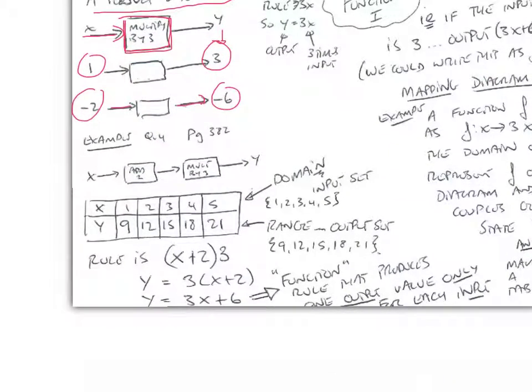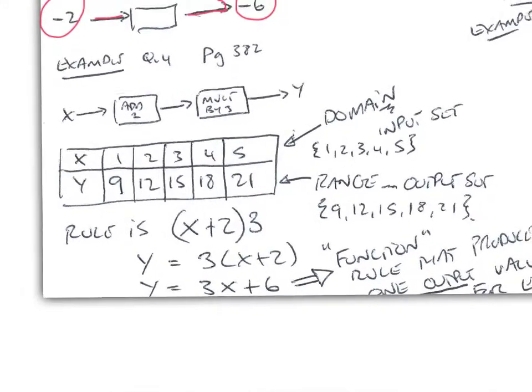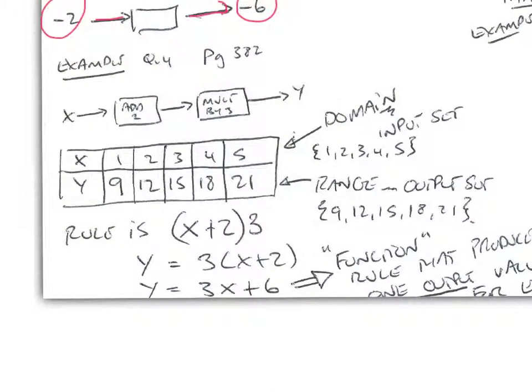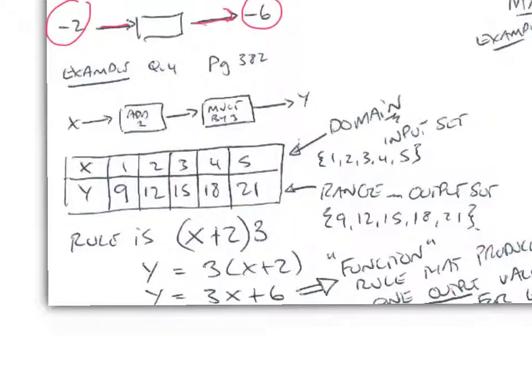Okay, and if we just look at an example here, from question 4, page 382, we have two rule boxes, one after the other in this bigger machine, if you like. So when we put in a value for x, we're going to add 2 to that value, and we're going to multiply all of that by 3, and we're going to get an output. So the rule looks like this: x that we put in, add 2 to it, and multiply all of that by 3. If we put in 1, 1 plus 2 is 3, times 3 is 9.